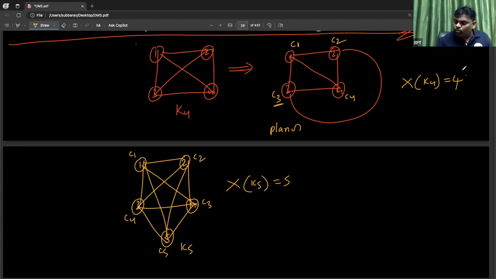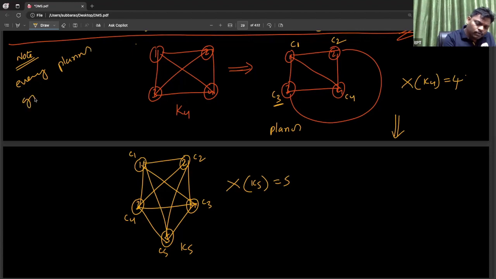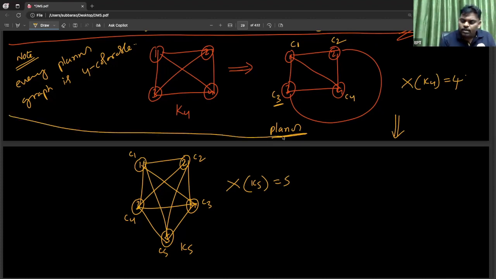And one more thing, listen, there is one note also. Can you see this note? Here I am writing a note. See the note. Every planar graph is 4 colorable. More than 4 colors are not required. Remember this. Because it is planar, more than 4 colors are not required.